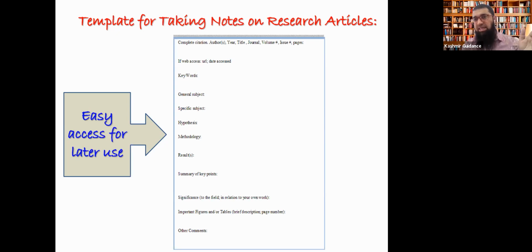You can keep this sheet with the same paper at the front, so that you will easily grasp the keywords, the general subject in the paper, the specific subject in the paper, the hypothesis which was tested, and the methodology which was carried out, just in points, not in the whole paper, not in written form. Maybe you can make a diagram. What are the results, in points? What is the summary of the key points? What is the significance to the field in relation to your own work? And finally, the important figures and tables.